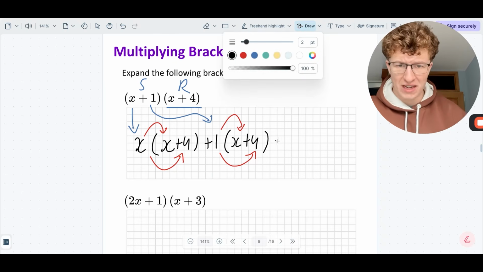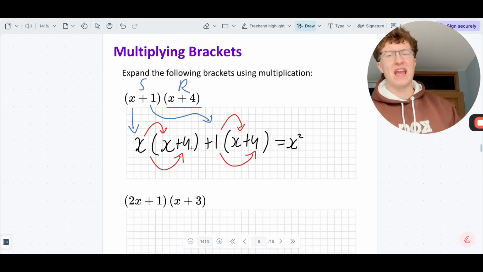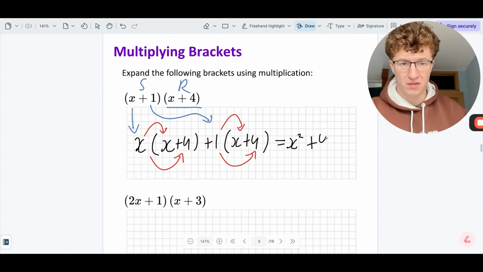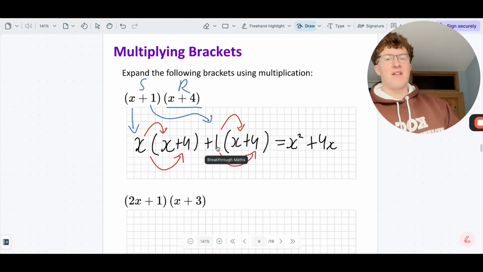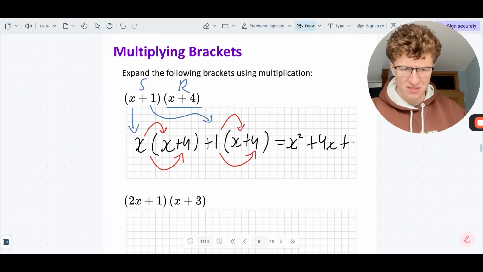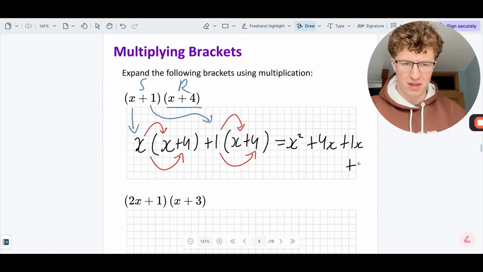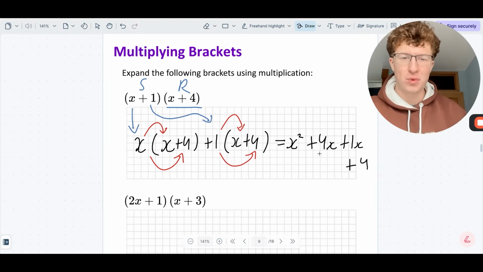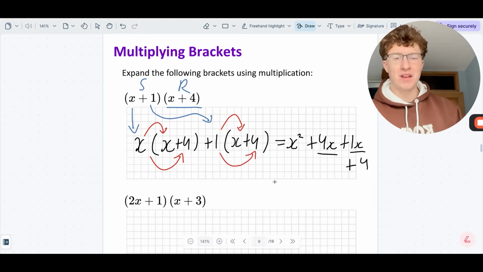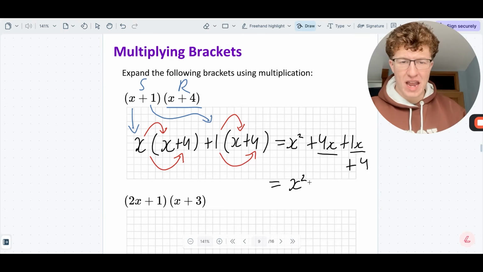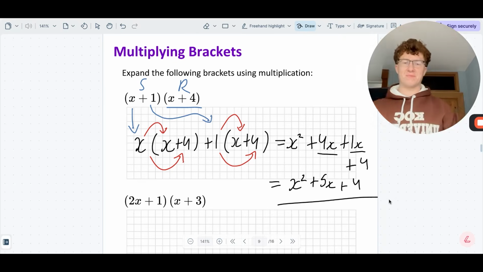What's that going to give us? x times x is just going to give us x squared, and then the x times the 4 is going to give us a plus 4x. Then the 1 times the x is just going to be plus 1x, I'm running out of room. And then the 1 times the 4 is just going to be plus 4. Simplifying that, we have a 4x here and a 1x here. So we can add them together and get x squared plus 5x plus 4. And that's the final answer.